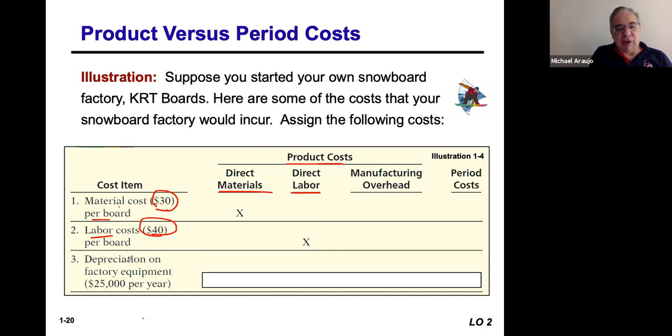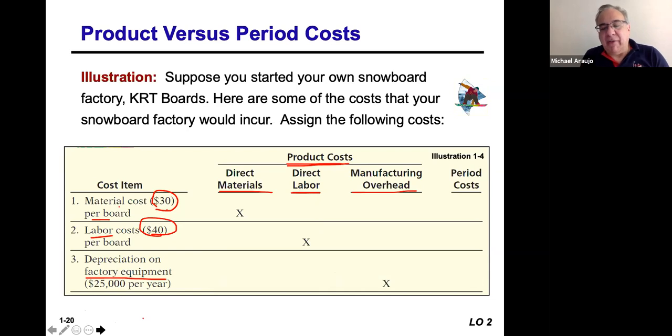Now, depreciation on the factory equipment. The factory equipment is used directly in manufacturing the product. And so they would be part of the manufacturing costs, the product costs, but it's part of the overhead in this case. Okay, because it's on the factory equipment. The factory equipment is used to make the product. So it's a product cost, but it's not material, it's not labor, it's overhead.